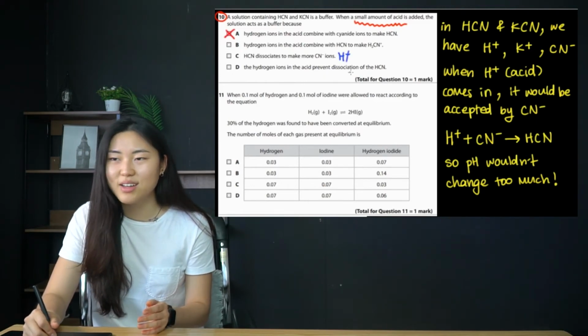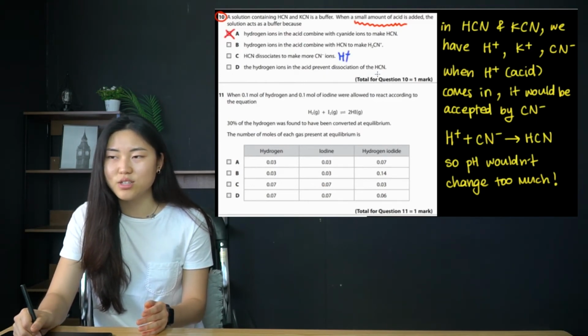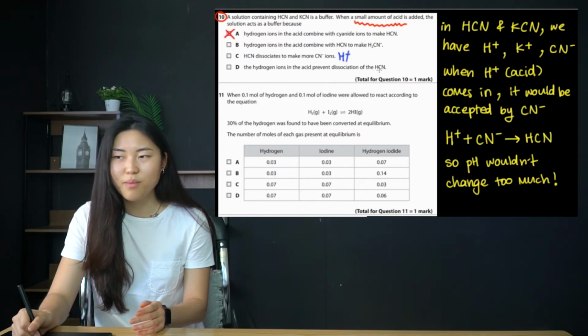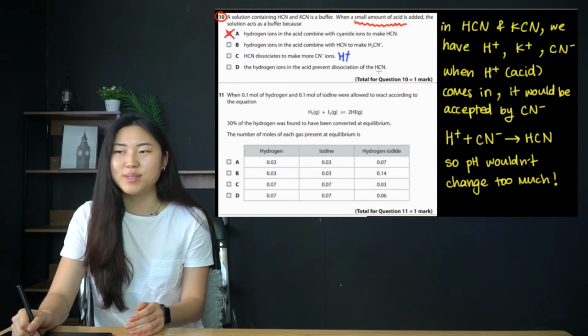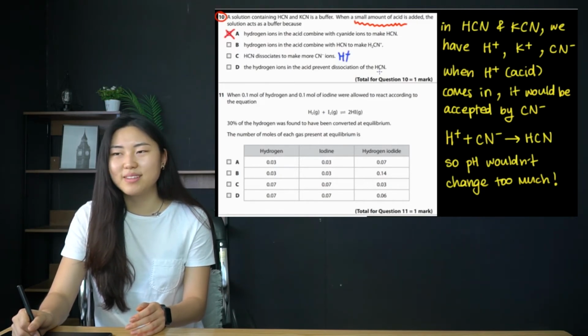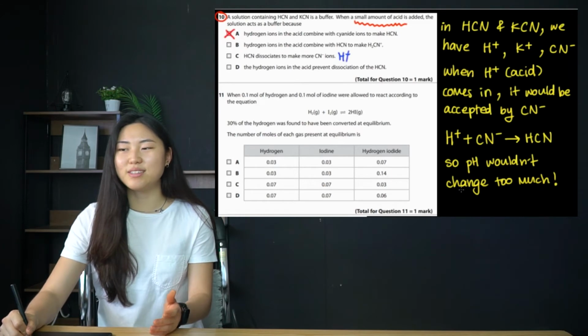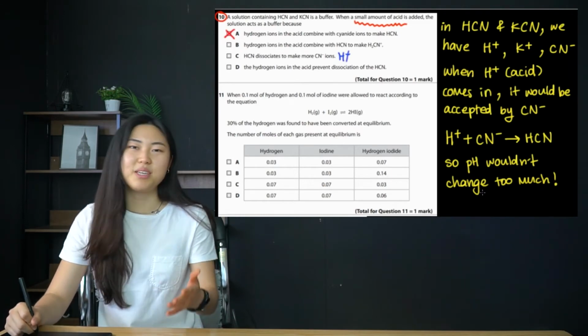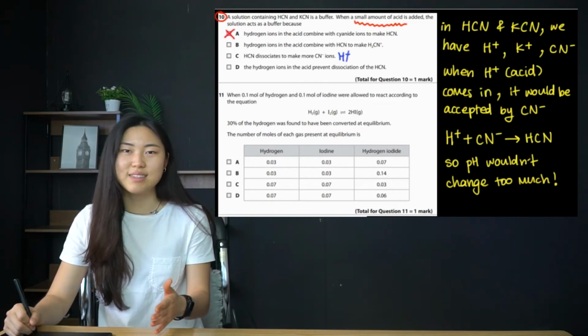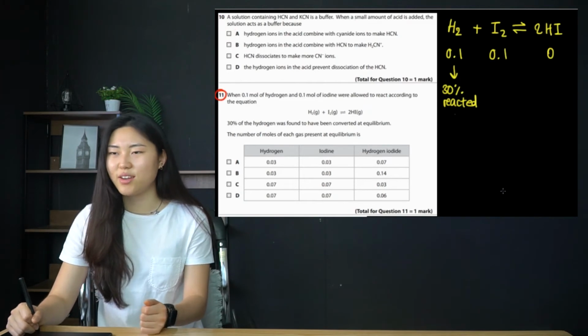The hydrogen ions in the acid prevent dissociation of the HCN. Well, there is already a little bit of dissociated HCN, but that is not the reason why it acts as a buffer, right? So yeah, a buffer is trying to not change the pH so much. It resists the change in pH, okay?